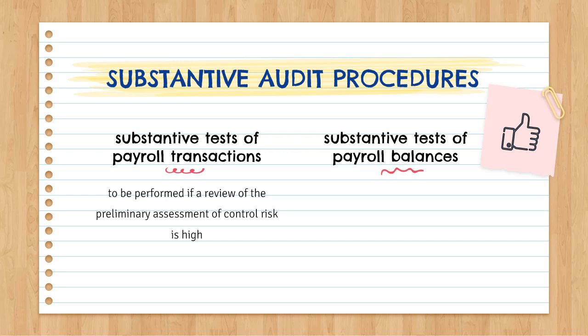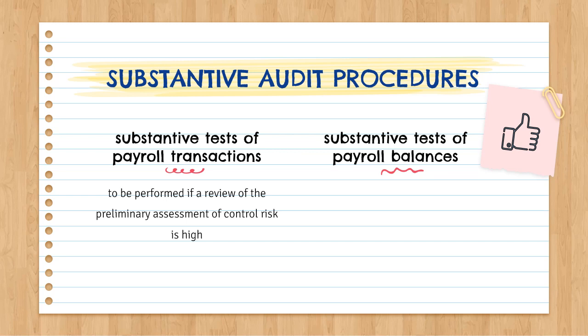Some of the tests of payroll transactions are to obtain control of payroll sheets and observe the distribution of paychecks. Second is to prepare a reconciliation of the payroll bank statement with payroll register payments and recalculate the gross pay, net pay, and payroll deductions for a sample of employees.